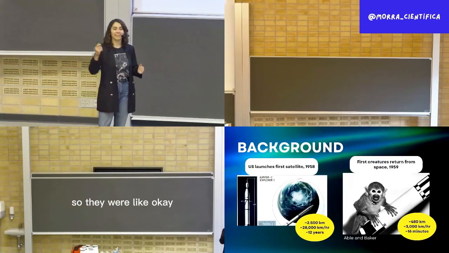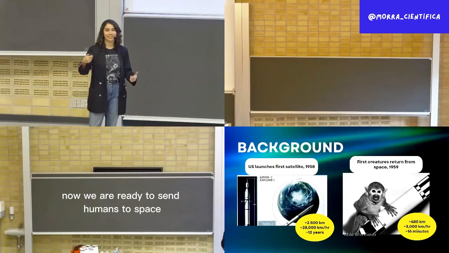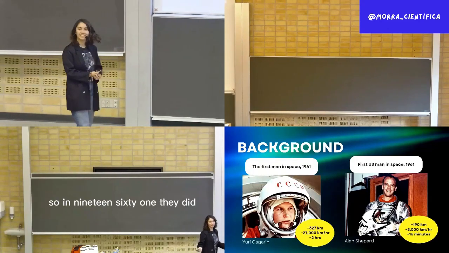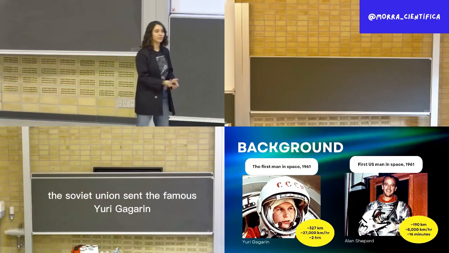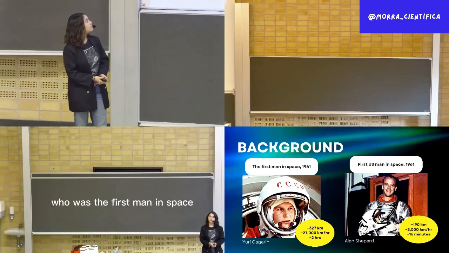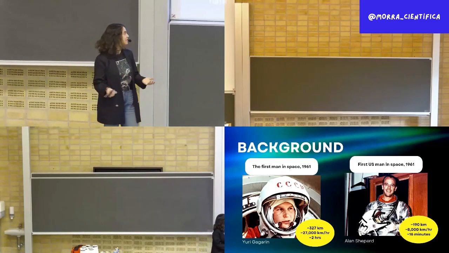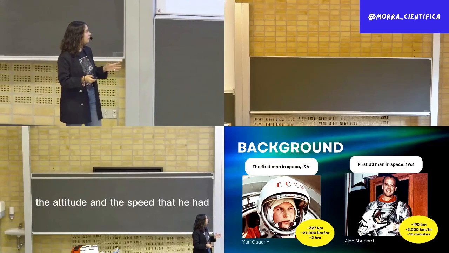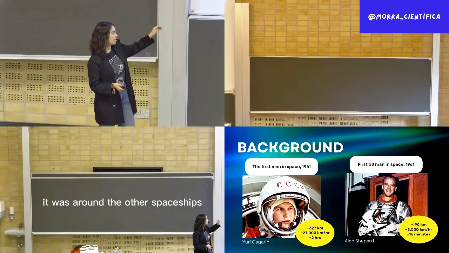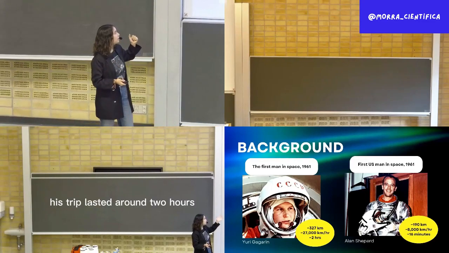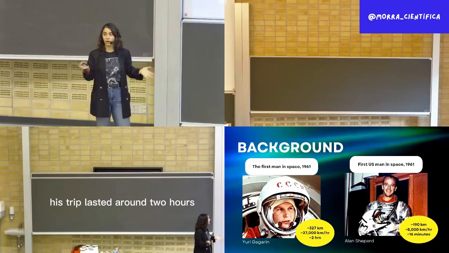So they could see that they were perfectly fine. So they were like, okay, now we are ready to send humans to space. So in 1961, they did. The Soviet Union sent the famous Yuri Gagarin, who was the first man in space. And a little bit about the altitude and the speed that he had: it was around that of the other spaceships that were sent to space. His trip lasted around 2 hours.